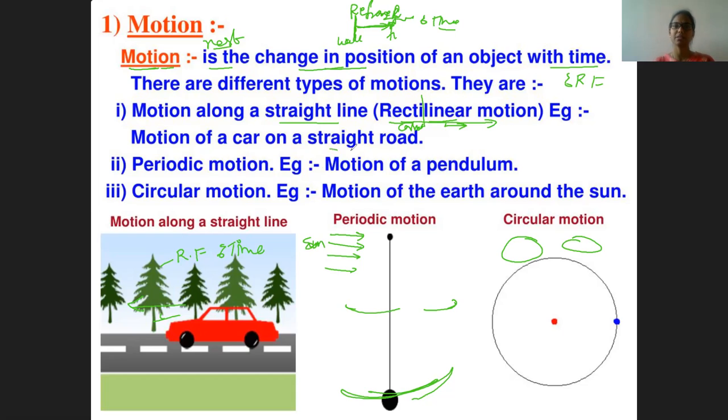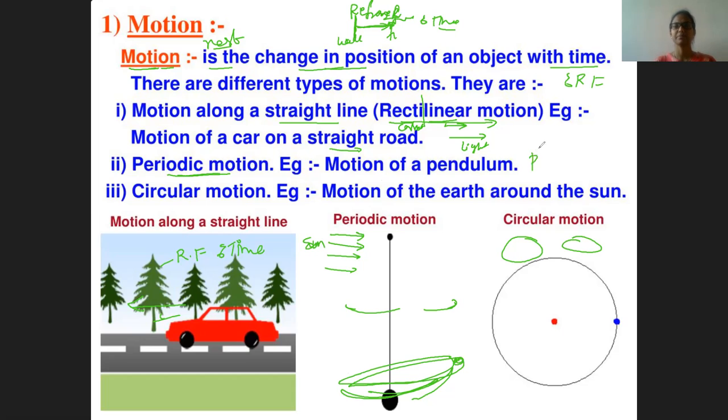Example: motion of a car in a straight line. Or you can see the light, which always moves in a straight line path. That is rectilinear propagation of light. Another type is periodic motion. Periodic motion is when the motion completes after a regular interval of time. Suppose after 2 seconds, the body will come here, again go, again come back, again go. So after a regular interval of time, it goes and comes back. This type of motion we call periodic motion.